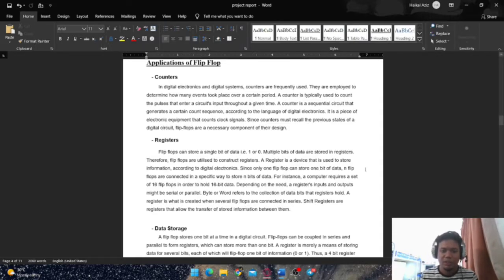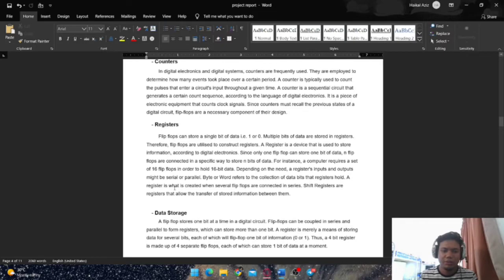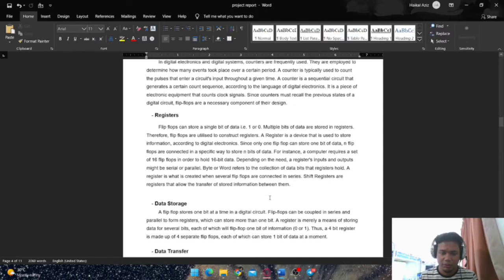Depending on the need, a register's input and output might be serial or parallel. Byte or word refers to the collection of data bits the register holds. A register is what is created when several flip-flops are connected in series. Shift registers are registers that allow the transfer of stored information between them.